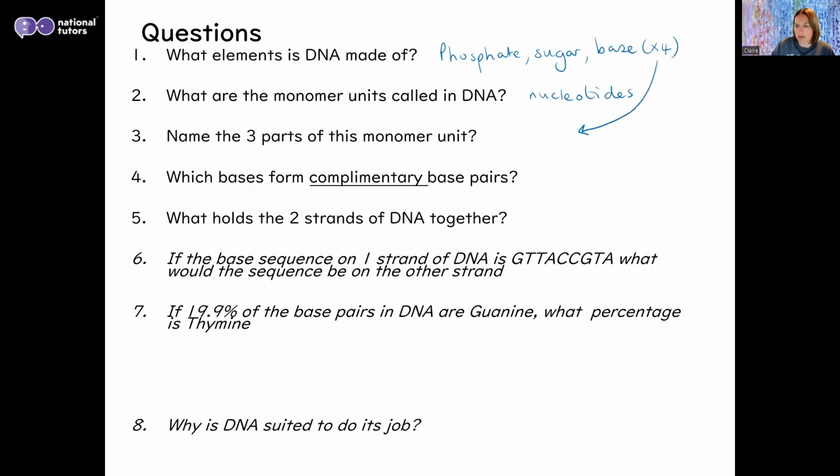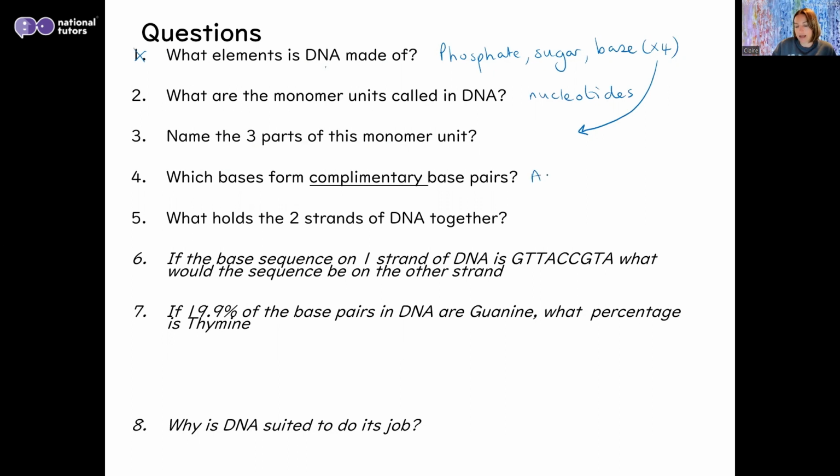So hang on, let's go to that one there. DNA made of. Oh, I suppose they could be talking about carbon and hydrogen. So let's just ignore that one because we didn't actually cover that one. Sorry about that one.